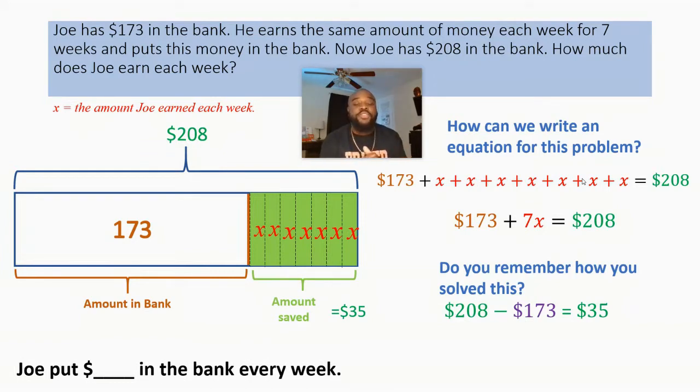Pause the video and see if you can figure it out. When you're ready to resume, resume. Ready, set, go. All right, welcome back. So what did we do to figure out our answer? Well, hopefully you remembered that we divided 35 by 7, and we found out how much money he was saving each week, and therefore you see that our answer is 5. So he was saving $5 every week for 7 weeks to have a total of $35 saved.